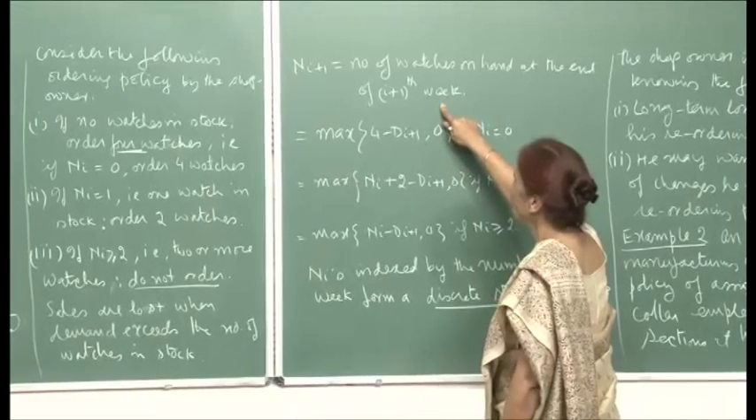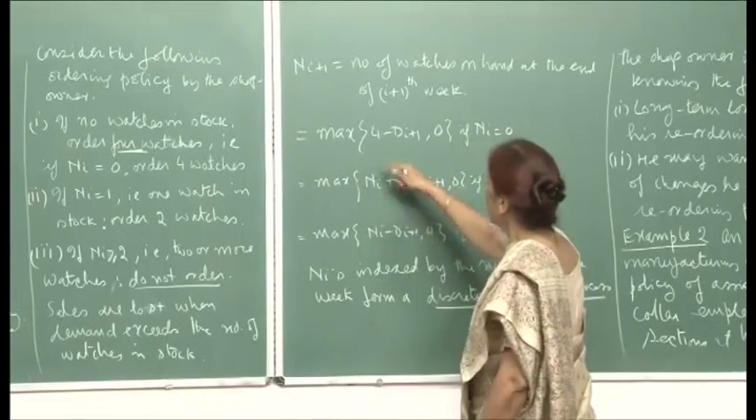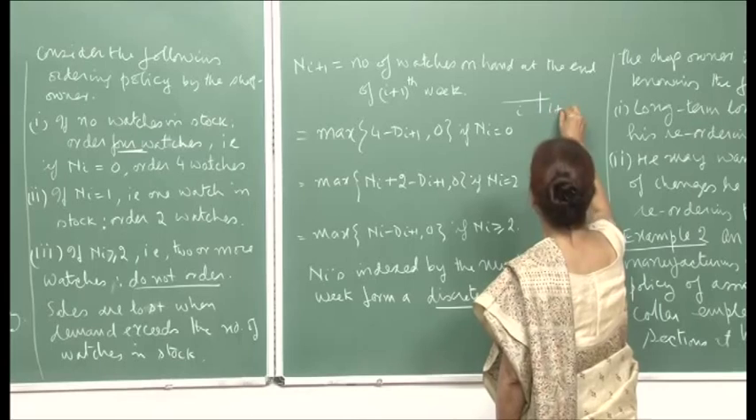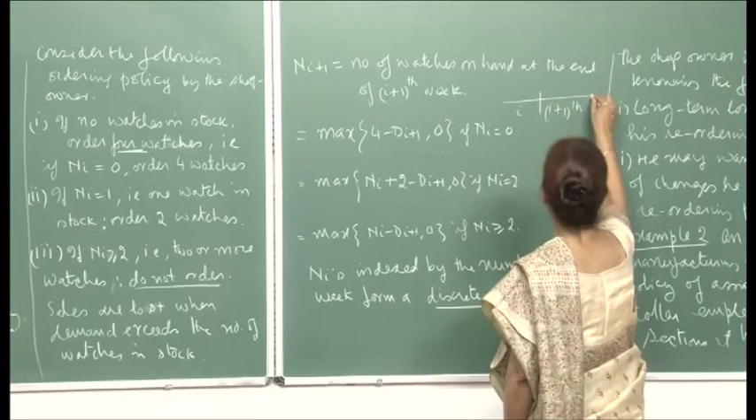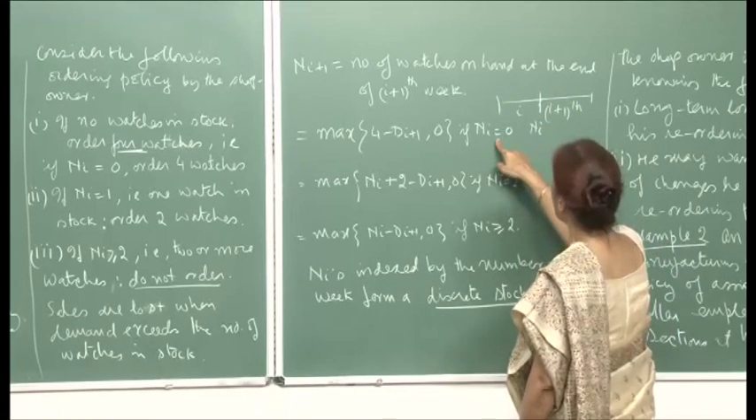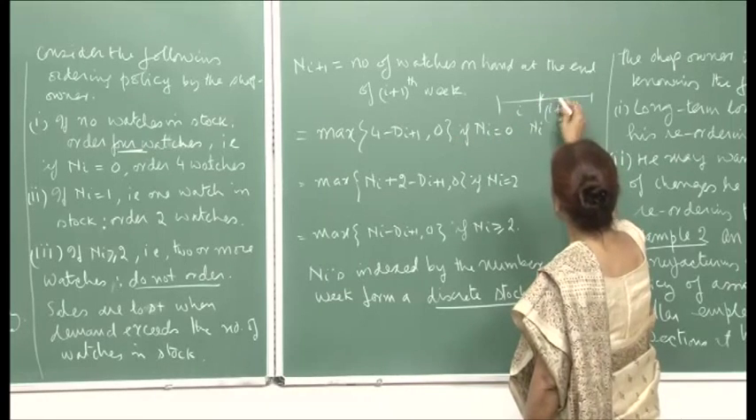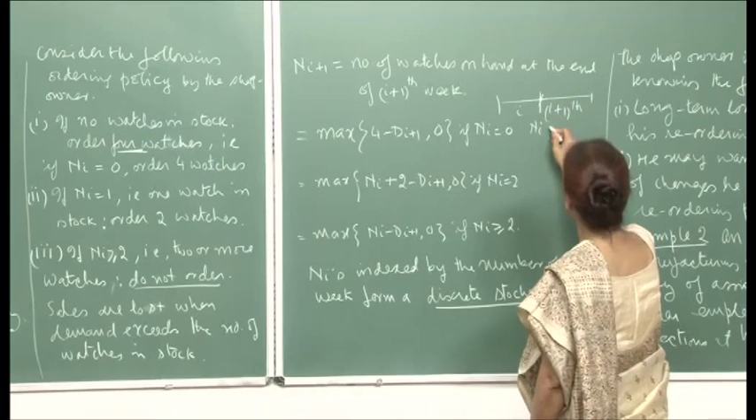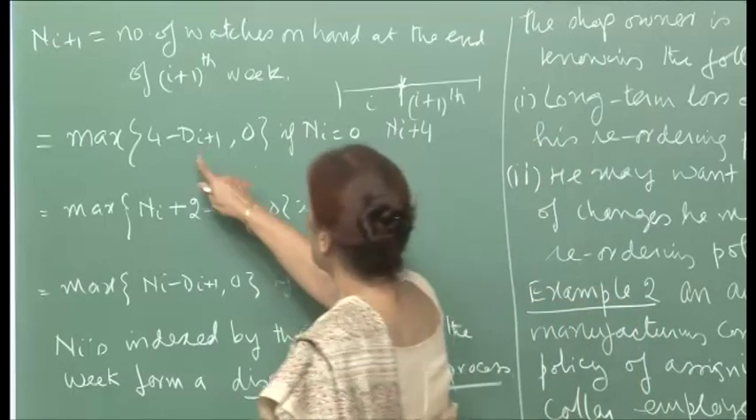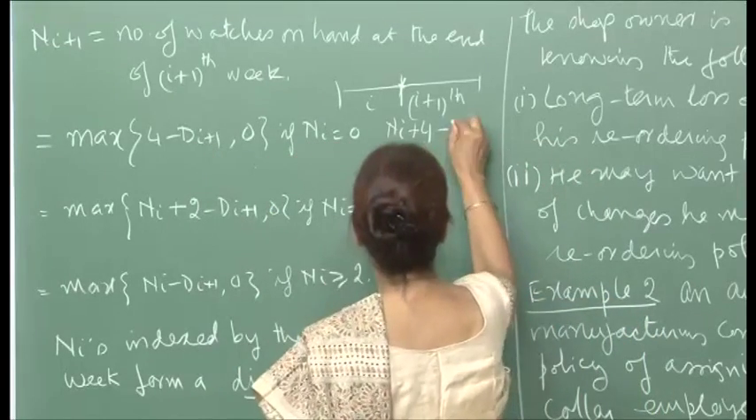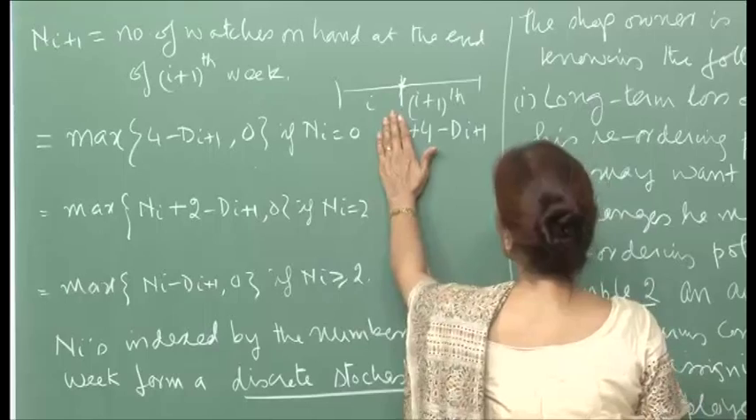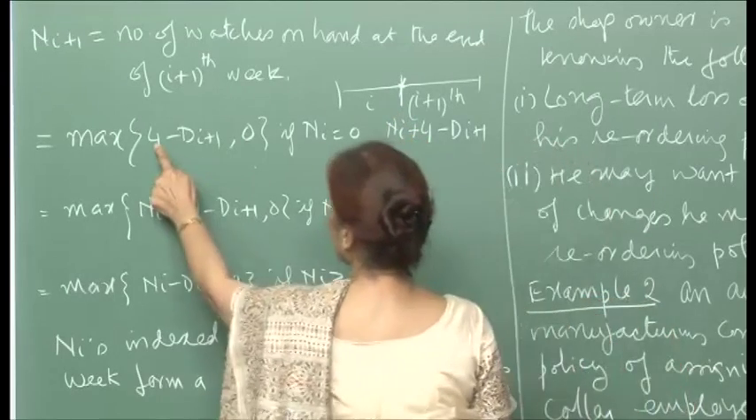And how will you compute Ni plus 1 given Ni? You see, this is your ith week and this is your i plus 1th week. So, at this point you had Ni watches. Now, if Ni is 0, then you ordered 4 and they were delivered by the time your i plus 1th week started. So, at this point you will have Ni plus 4 watches, and then there is demand Di plus 1. So, you would meet the demand, and since Ni is 0, you will actually have 4 watches on hand, and that is why I have written 4 here.